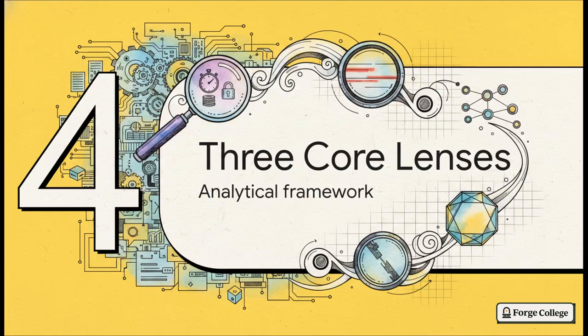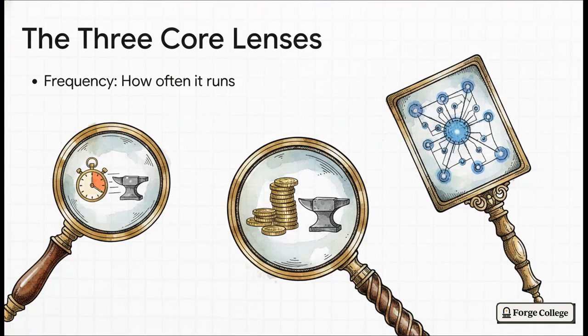Which brings us to Section 4, the 3 core lenses. This is our analytical framework. To properly measure these suspects, without getting completely overwhelmed, we inspect our code through 3 specific lenses. Lens 1, frequency. Simply, how often does this actually run? Lens 2, cost per op. Are we using cheap read operations like an SLOAD, or are we using wildly expensive write operations like an SSTORE? And finally, Lens 3, dependency scope. Is this thing touching external systems that introduce a bunch of lag?